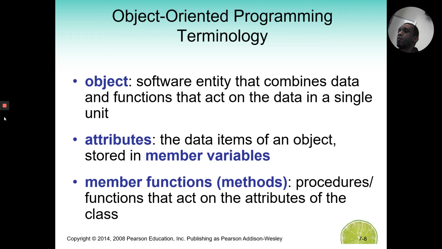Attributes. Another word I told you earlier was state. Another word that's used is attribute. Okay? Attributes are the data items of an object stored in member variables. Member functions or methods are procedures, functions that act on the attributes of the class.